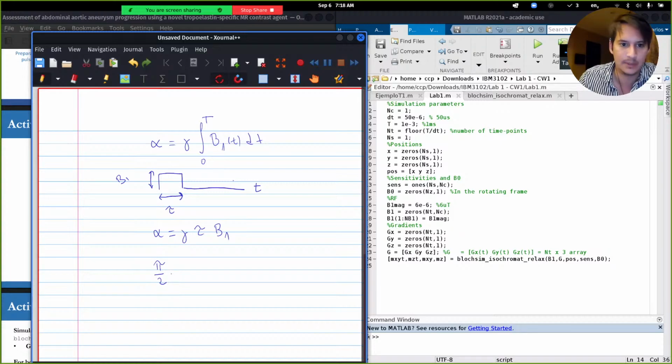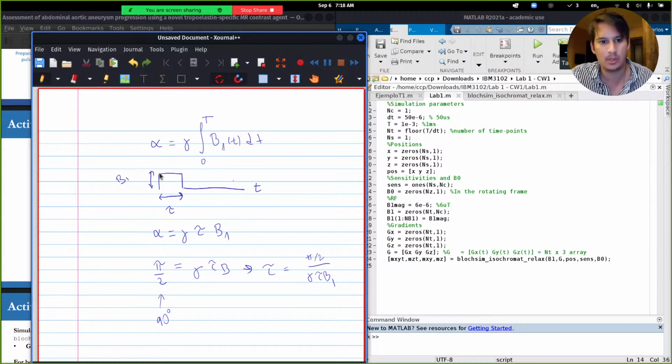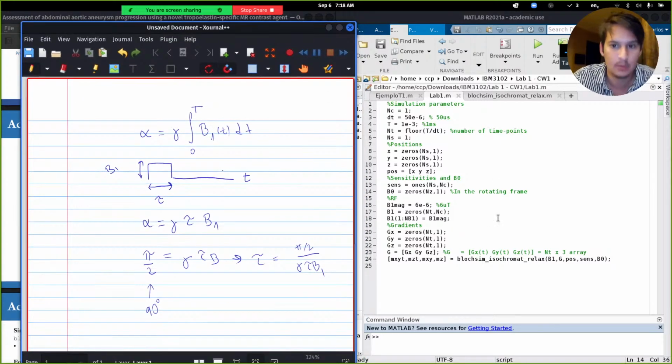Pi halves is 90 degrees, and that's this value: gamma tau b1. So to have tau, you have pi and a half divided by gamma b1. So that's the amount of time we need to apply this RF pulse to excite the spins with a 90-degree pulse, basically.